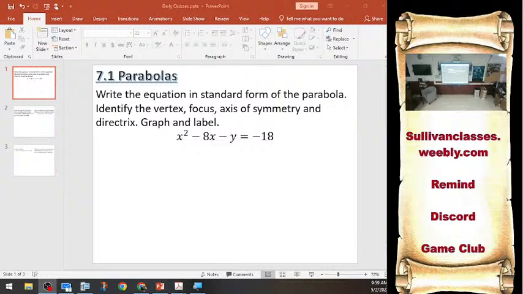Remember, it's not enough to just have your axes, vertex, and focus labeled. You need a couple of points so that you can show your compression or stretch for the parabola.